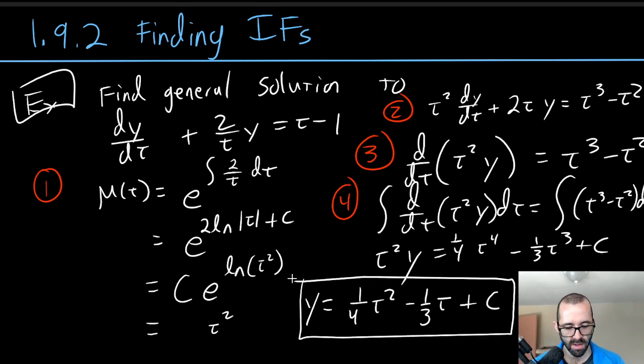Well, there we go. We have a solution. And again, we could check our solution. We could take the derivative of this, which is going to be half t minus a third, plus 2 over t times this, and it will simplify to t minus 1. No problem. That's it.